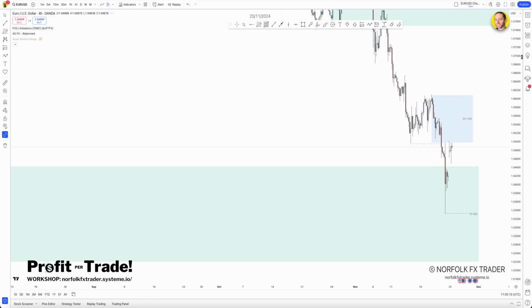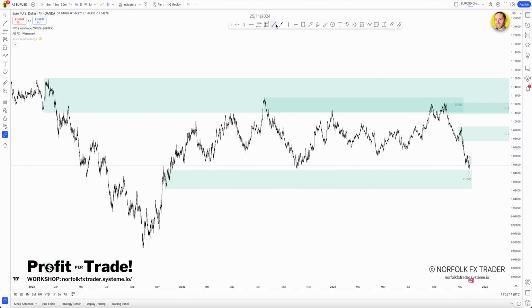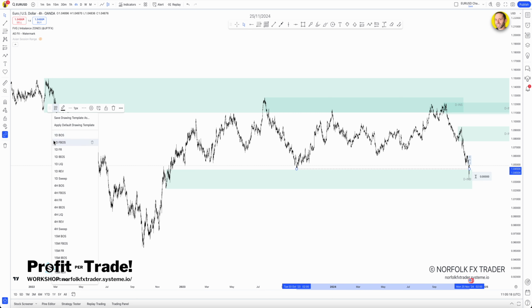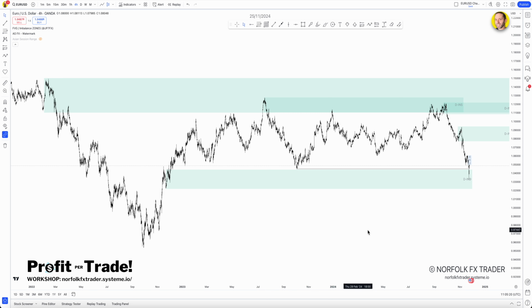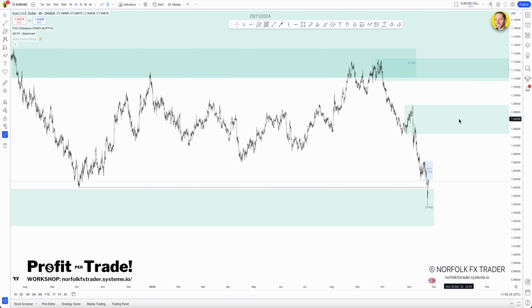If we zoom out to this area, we can mark off as well this low as a break of structure now. So we can mark this off as a 4-hour break of structure to downside. And again, we've broken through, we can expect a swing pullback.